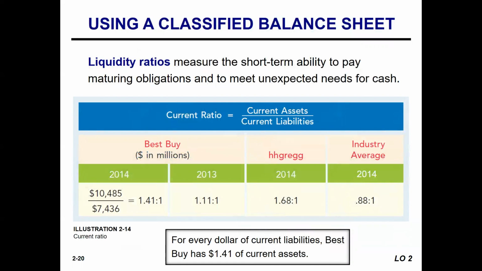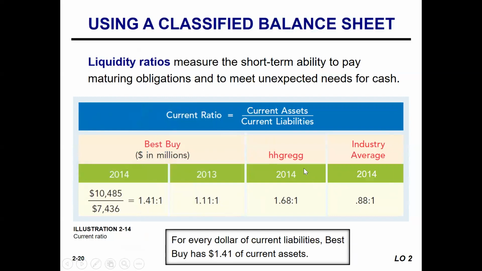In days gone by, many years ago, if you asked a financial analyst what's a good current ratio, they used to say 2:1, which means for every $1 in current liability, you should have $2 in current assets. Now, Best Buy has 1.41:1, and that number increased from the previous year, which obviously looks good.